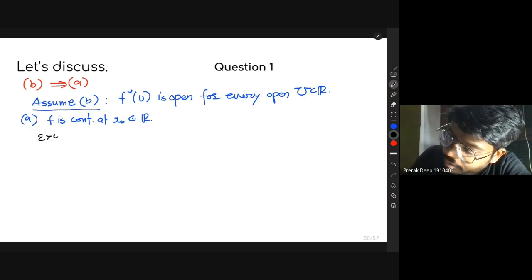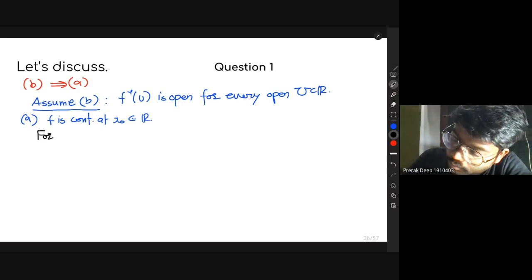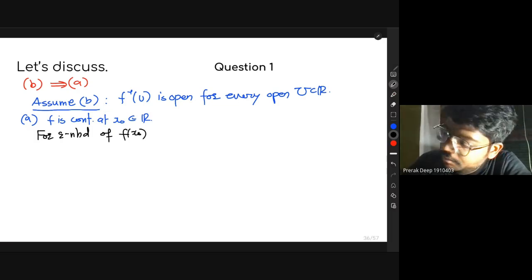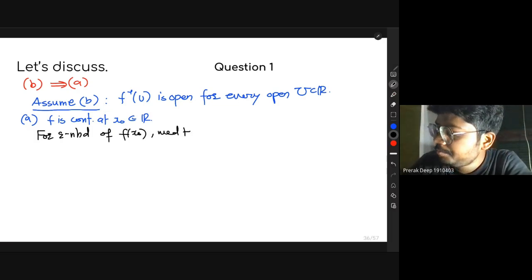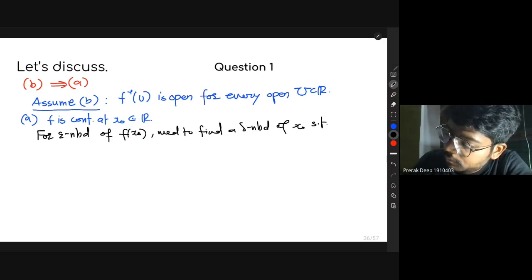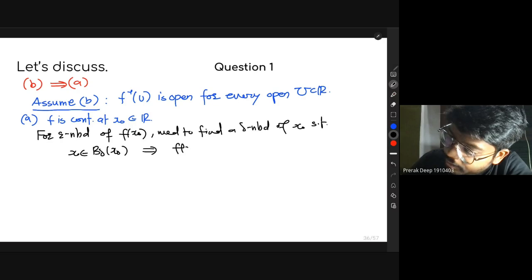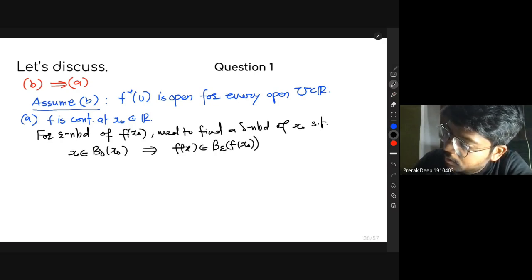For epsilon neighborhood of f(x naught), we need to find an appropriate delta neighborhood of x naught such that x belongs to this implies f(x) belongs to this thing.